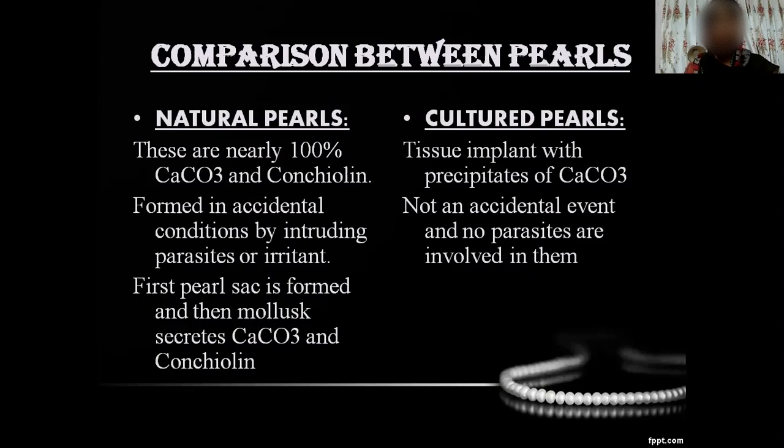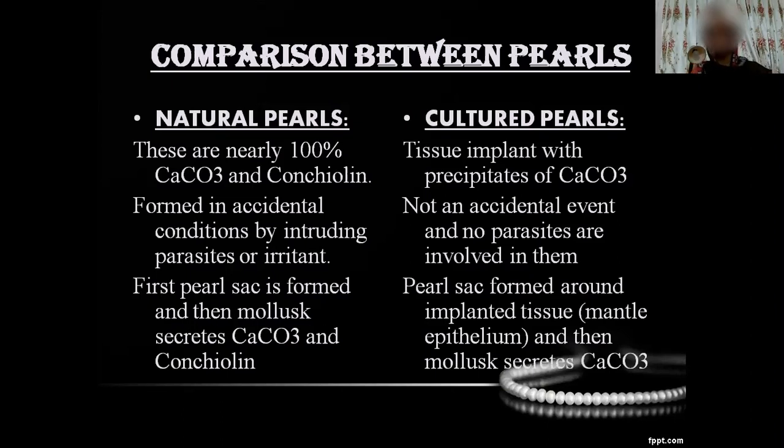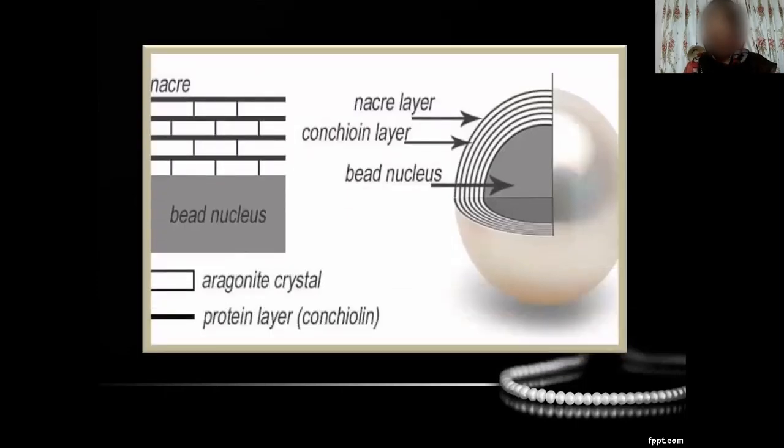First, a pearl sac is formed, and then the mollusk secretes calcium carbonate and conchiolin. The pearl sac forms around the implanted tissue, mantle epithelium, and then the mollusk starts secreting calcium carbonate around it. This picture is showing the main structure of a cultured pearl. In the core, there is the bead nucleus with mantle epithelium, and then that is coated with a conchiolin layer and a nacre layer.